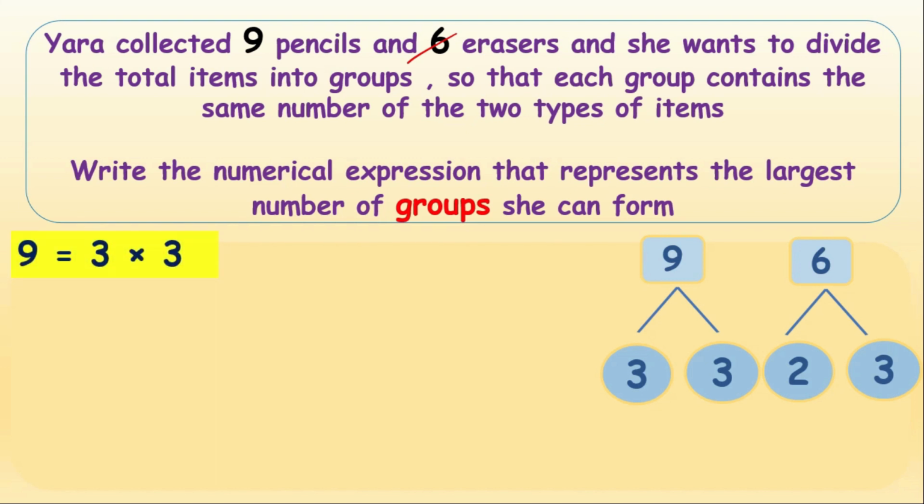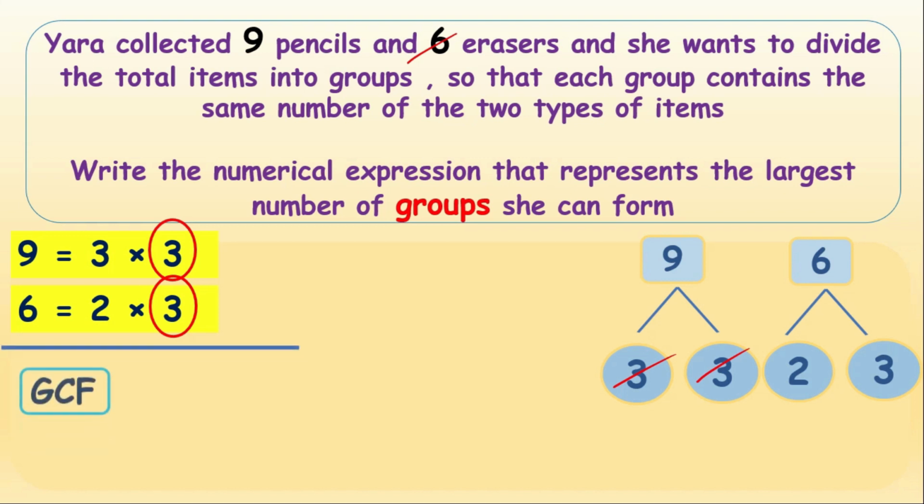9 equals 3 times 3. أخذنا ال prime factors for 9 and prime factors for 6. Common factor is 3, so GCF equals 3. Okay, because we don't have any common else. 3 and 2. Okay, so there is no any common factors else.